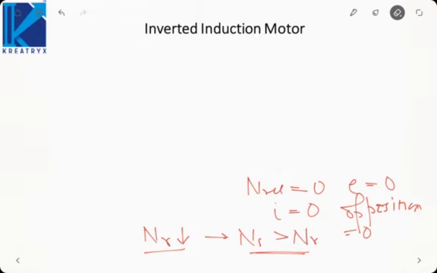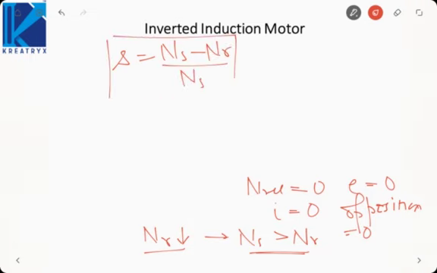Here I am just defining slip like ns minus nr by ns. Why am I defining it like this? Because if slip is greater than 1, it is said to be in the braking region. That is why I do not want to operate the machine in the braking region.